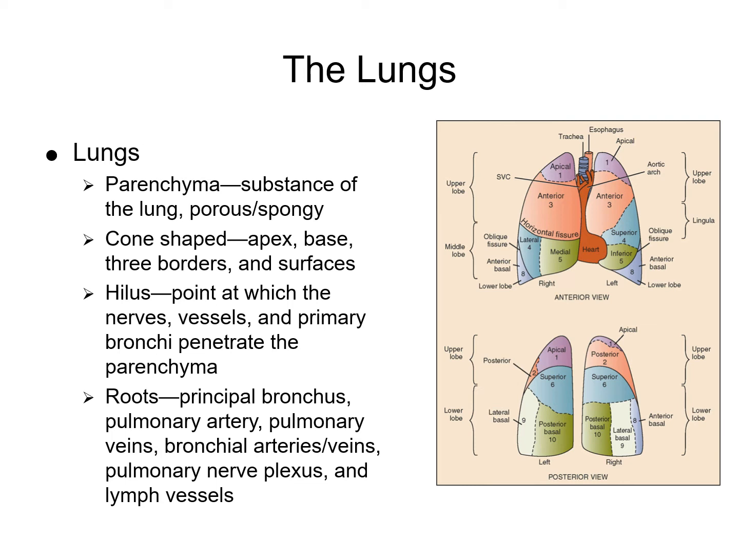The point at which the nerves, the vessels, and the primary bronchi penetrate the parenchyma is the hilus. The structures entering the hilum of the lungs and forming the roots of each of the lungs are the principal bronchus, the pulmonary artery, the pulmonary veins, the bronchial arteries and veins, pulmonary nerve plexus, and the lymph vessels.